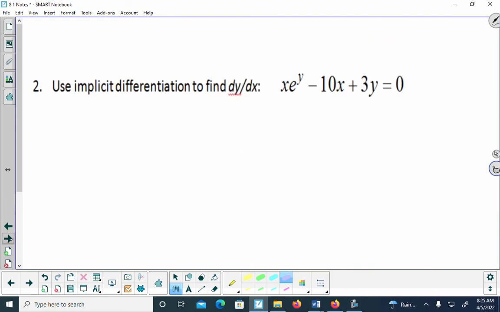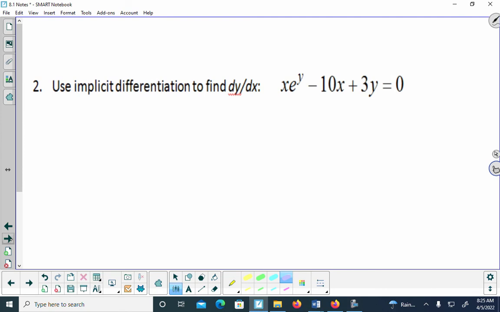Number 2, use implicit differentiation to find the derivative of y in terms of x of that. So remember when we do this, anytime I take the derivative of y, I'm going to write dy/dx. And then I'm going to take everything with the dy/dx on one side by itself. Everything else will go on the other side. And then I'm going to solve. So let's go term by term.